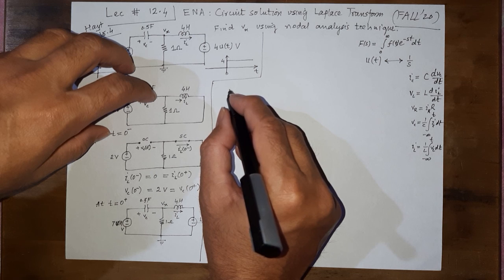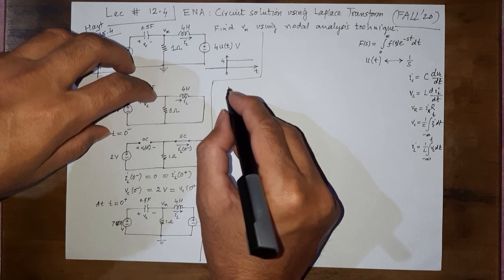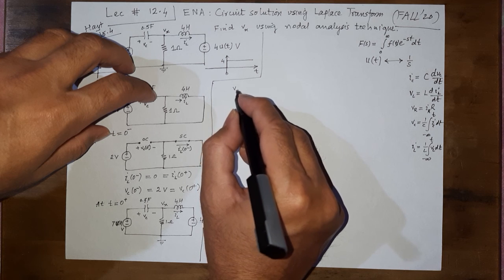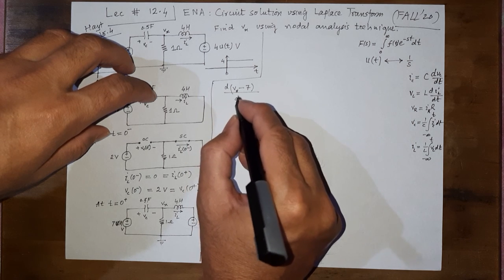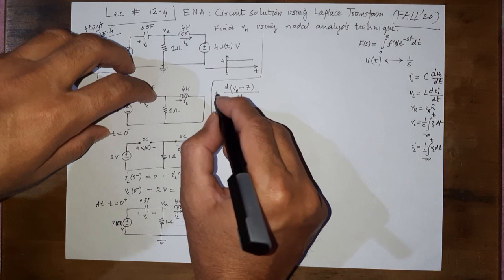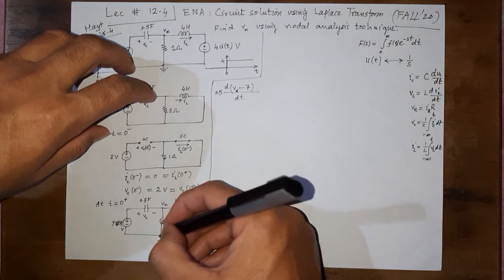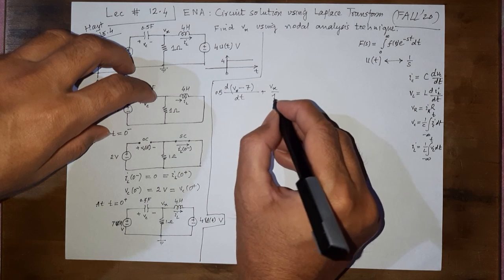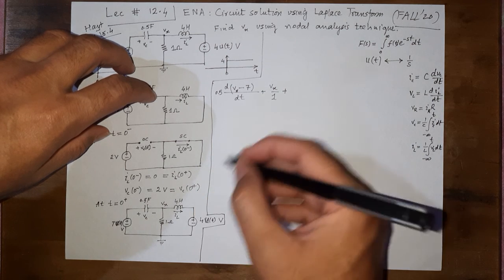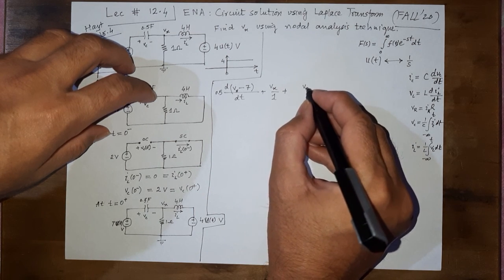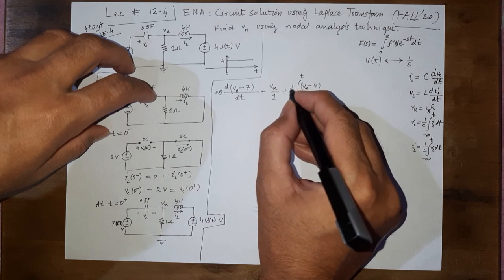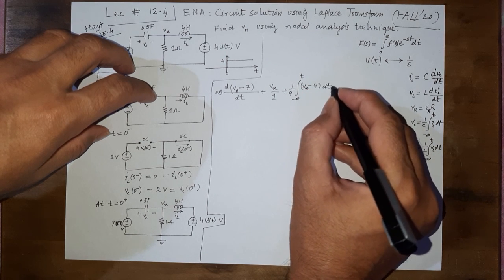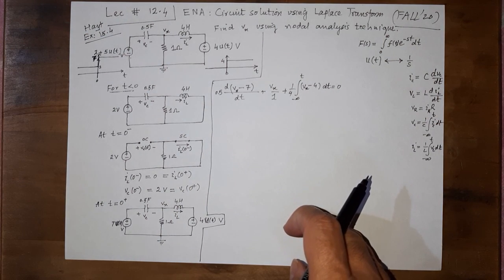So we are going to write Vx minus 7, the derivative of this thing, into C, which is 0.5 farad, plus this outward current, which is Vx over 1, plus, now this outward current would be Vx minus 4, and integral from minus infinity to T of 1 over 4 dt is equal to 0. So this is the nodal equation for this circuit.